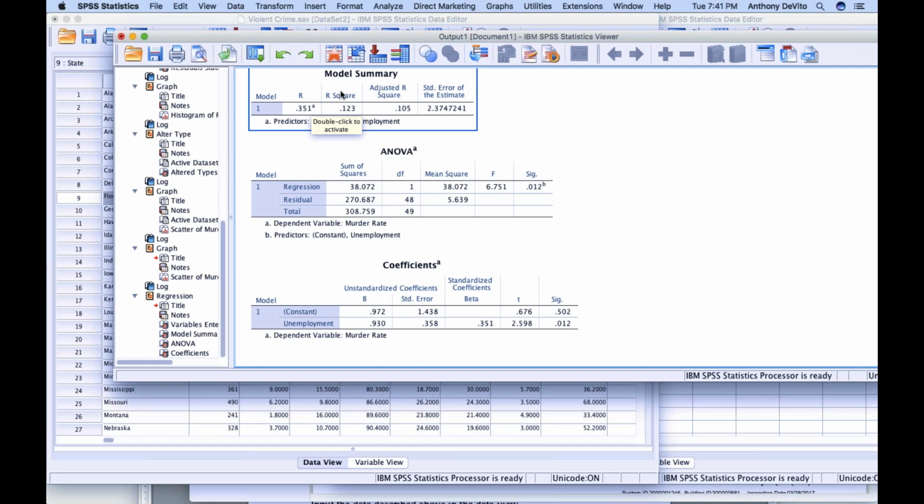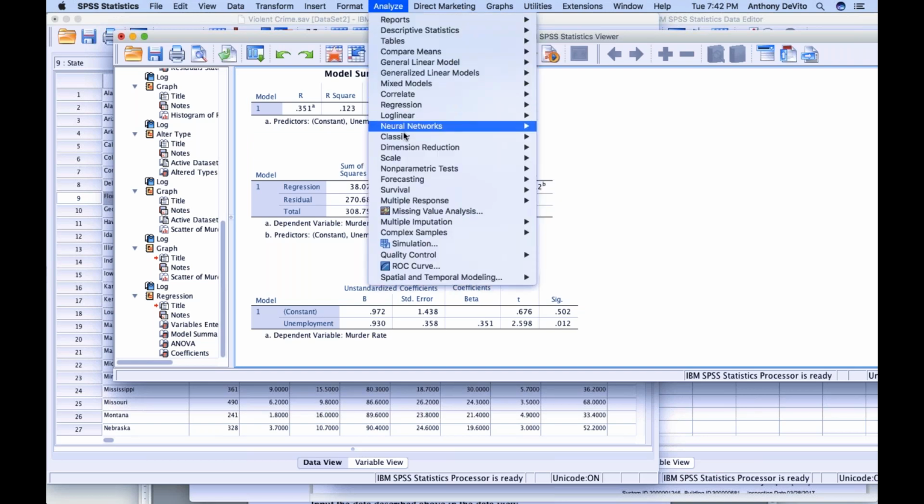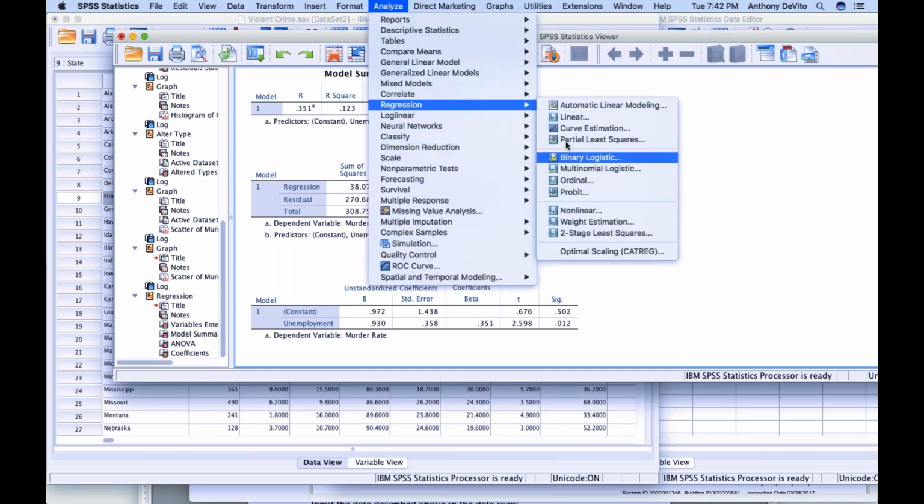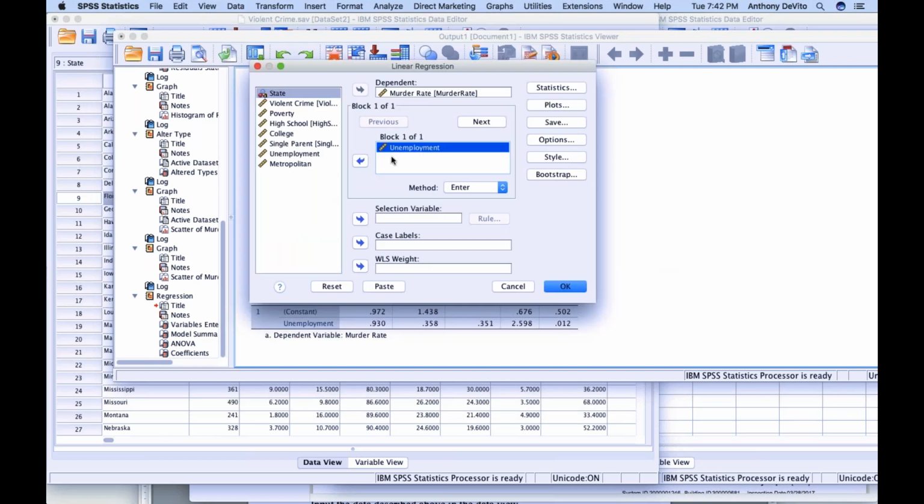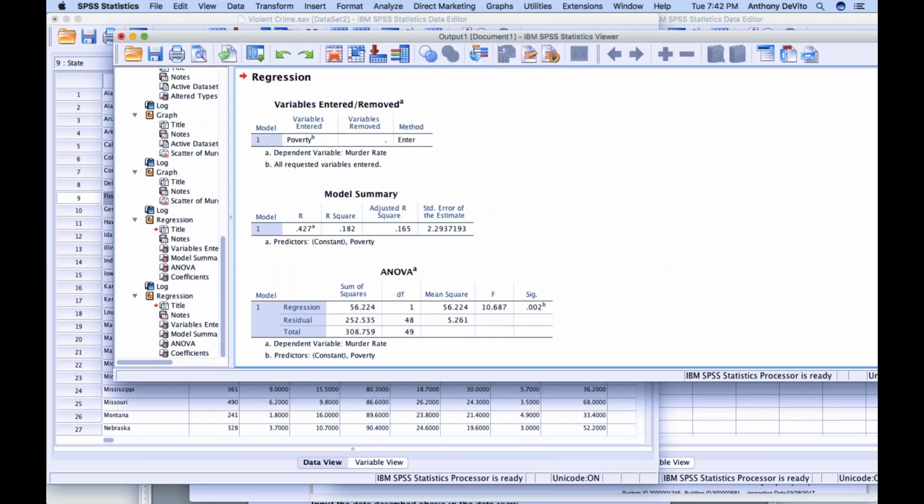Well, how predictive is the unemployment rate on the actual murder rate? R squared tells us that 12% of the variability between states in the murder rate is associated with the unemployment rate. So there must be a lot of other factors impacting that, because 88% is associated with other factors. Let's try another variable. How about poverty? See if that's a stronger association.